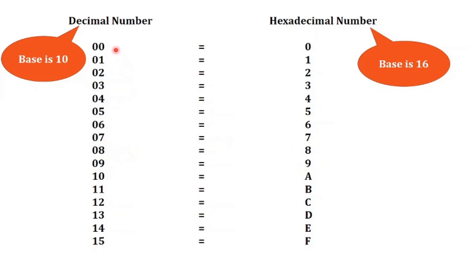The numbers ranging from 0 to 9 are represented the same in both number systems, but the number 10 in the decimal number system is represented as A in the hexadecimal number system, while 11 is represented as B, 12 is represented as C, 13 is represented as D, 14 is represented as E, and 15 is represented as F.